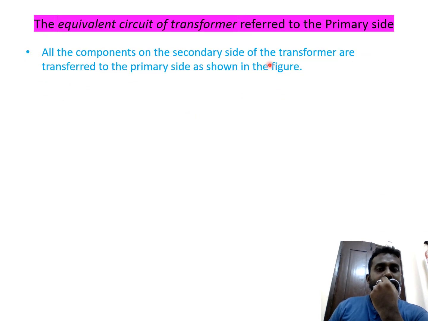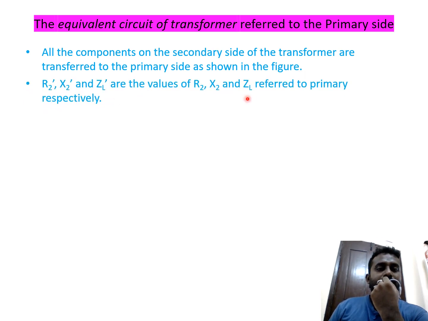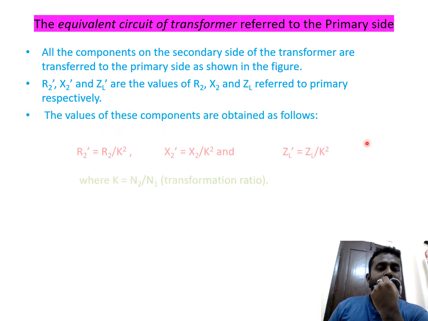All the components on the secondary side of the transformer are referred to the primary side, as shown in the figure we have just seen. R2 dash, X2 dash, ZL dash are the values of R2, X2, ZL referred to primary respectively. R2, X2 and ZL are the components of the secondary, but now they are referred to primary. The values of these components are obtained as follows.